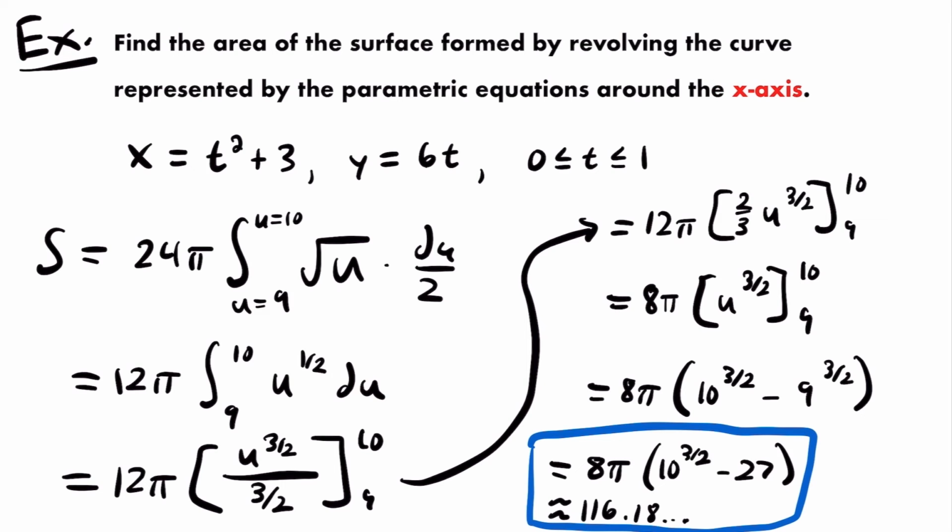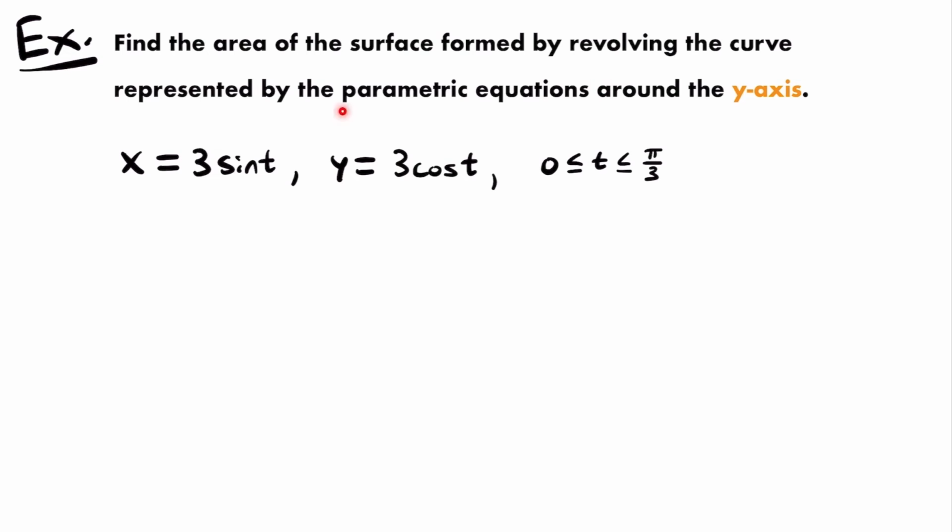Now let's look at an example where we are revolving around the y-axis. So here's our second example. We want to find the area of the surface formed by revolving the curve represented by the parametric equations around the y-axis. This time we have x equals 3 times sine t and y equals 3 times cosine t for the values of t from t equals 0 to t equals pi divided by 3.